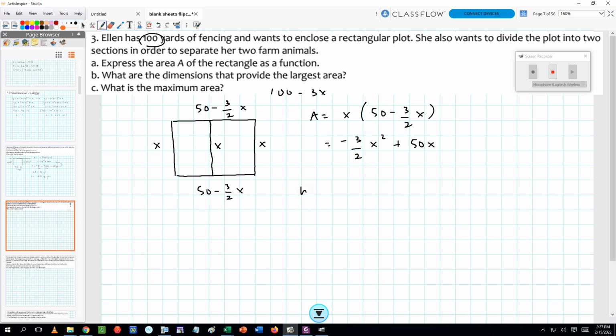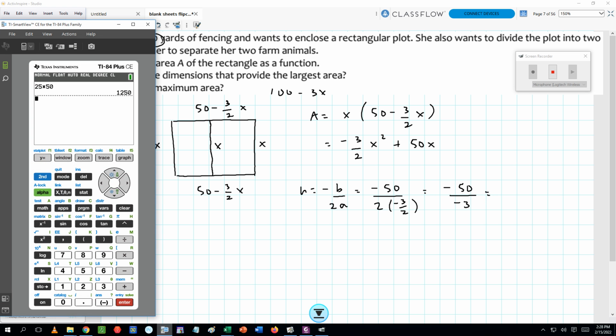Best x is always your h. Negative b over 2a. Negative b will be a negative 50. 2a, that'll be 2 times a negative 3 over 2. You're multiplying a 2 with a fraction that has a 2 on the bottom. The 2 will cancel. So we have negative 50 over 3, which is positive 50 over 3. And that will not be nice. I recognize the decimal as 2/3. You can give a decimal answer, I don't care. Yards.